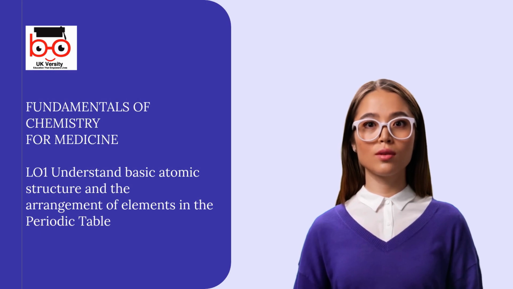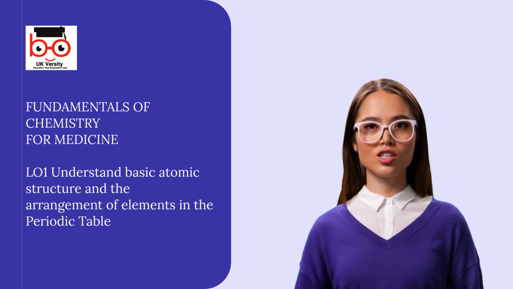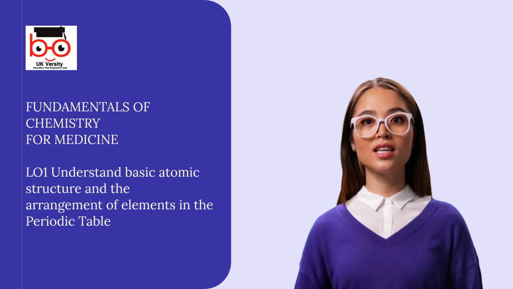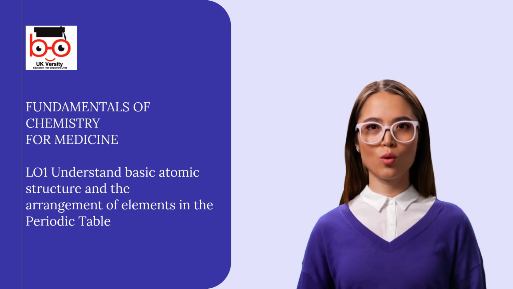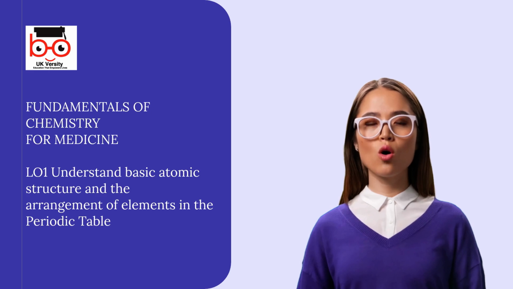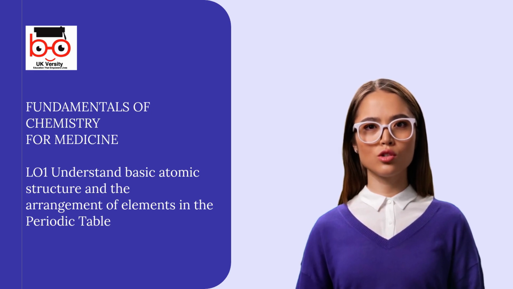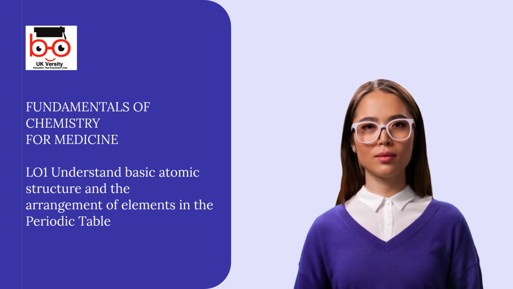Fundamentals of Chemistry for Medicine LO1. Understand basic atomic structure and the arrangement of elements in the periodic table. What makes an element unique in chemistry? Discover the core of atomic structure and its significance in the periodic table. Unveil the mysteries of protons, neutrons, and electrons that define elements.